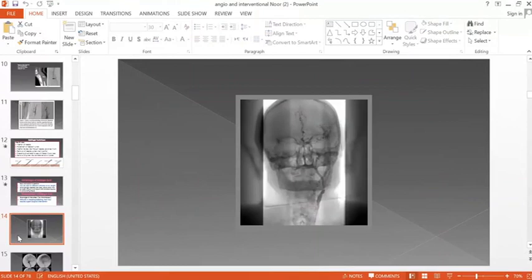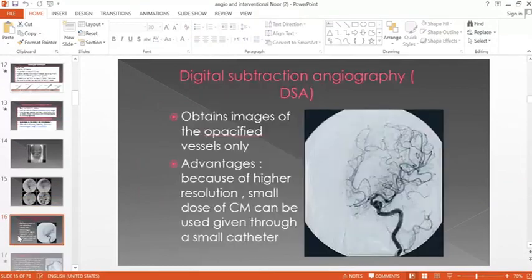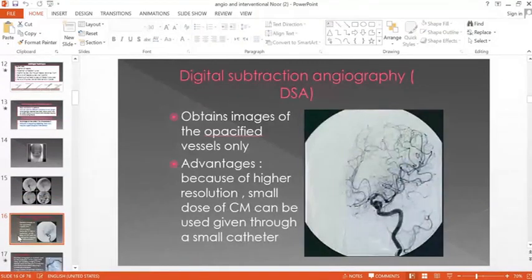Now, DSA is digital subtraction angiography. This is the standard angiography nowadays. It obtains images of the opacified vessels only with subtraction of the background, giving advantage of using higher resolution images, smaller doses of contrast medium.